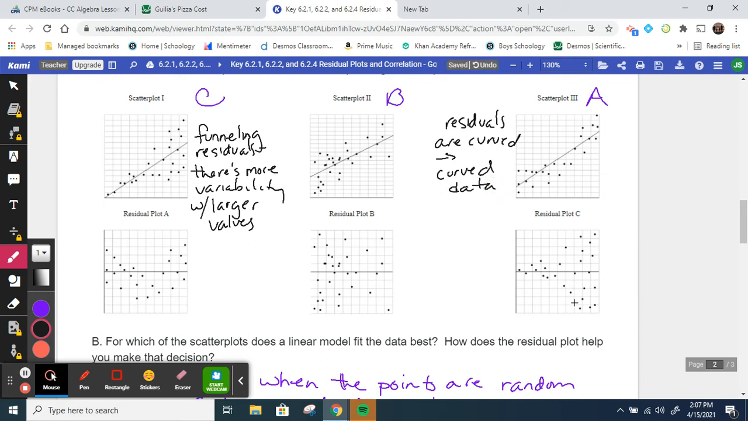But if I see a residual plot that looks like this, I would say, oh, probably a linear model isn't right. I should try something else. And we'll talk about that more later on in the chapter.